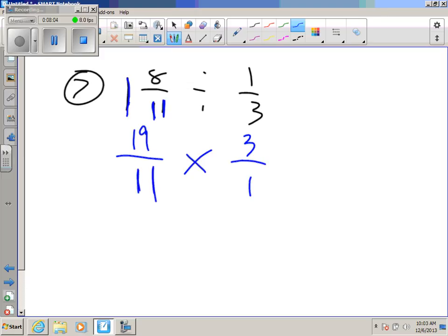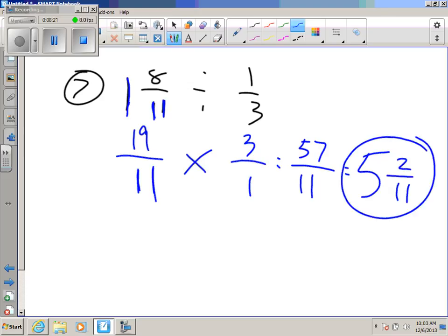Now, as I look diagonally, there's nothing in common anywhere, so I've got to take this as it is. 57 over 11. How many times can I fit 11 into 57? Brandon? 5 gives me 55, which leaves 2 left over, with the 11 on the bottom.